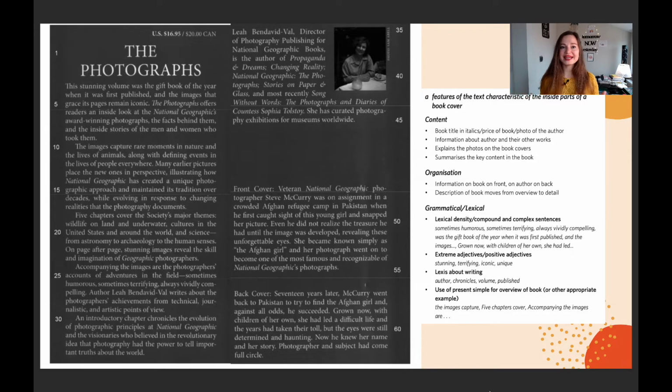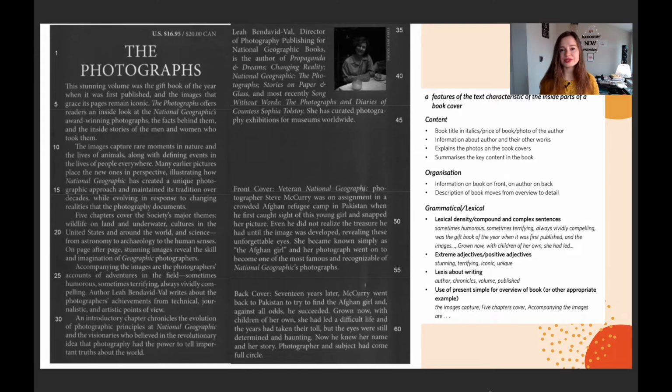Alright, so let's have a look at how it might look in your booklet answer. First of all, we comment on the content. Here we can see that the book title is in italics. The price of the book is also mentioned on the top. The content explains the photos on the book covers.